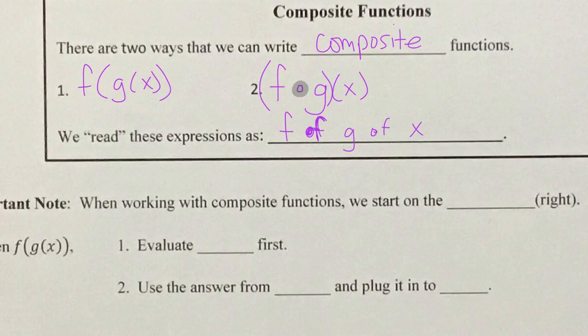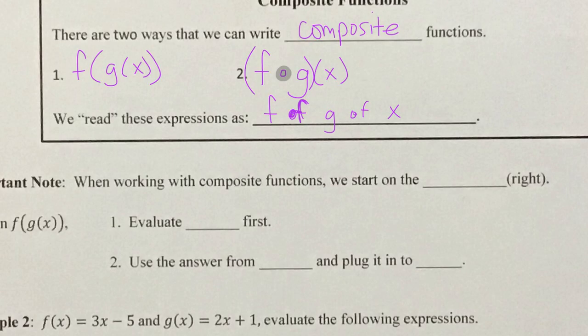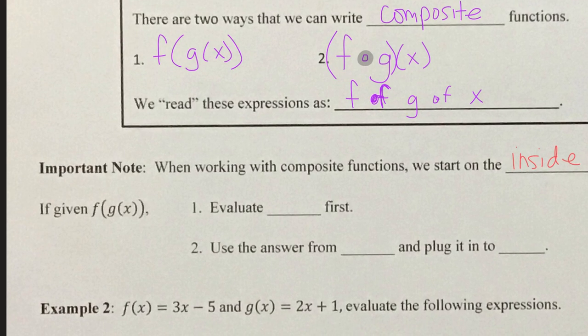When working with a composite function, you start off on the inside, whatever's in parentheses. So in this case, we're going to evaluate your g function first. Whatever g of x is, you do that first, and then you use the answer from g and plug it into f.